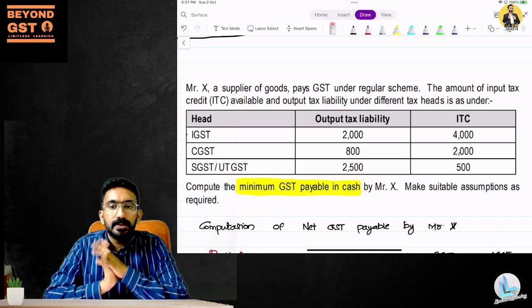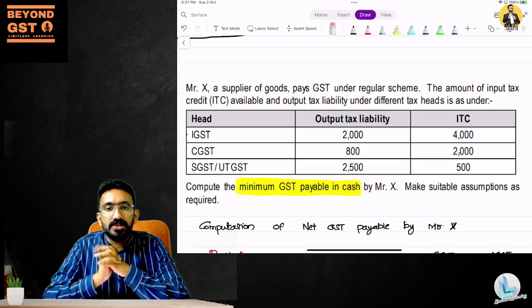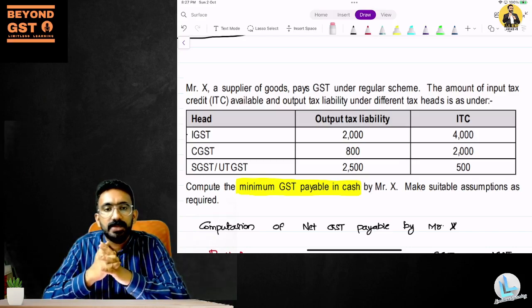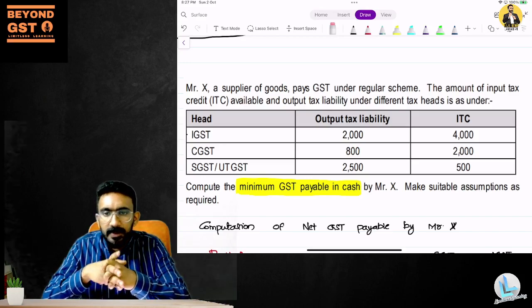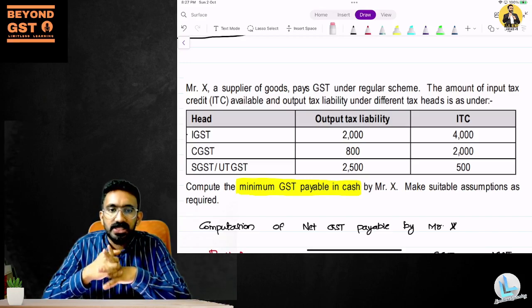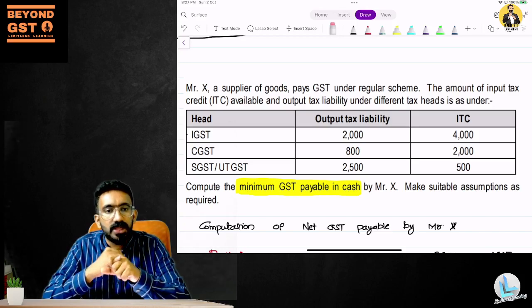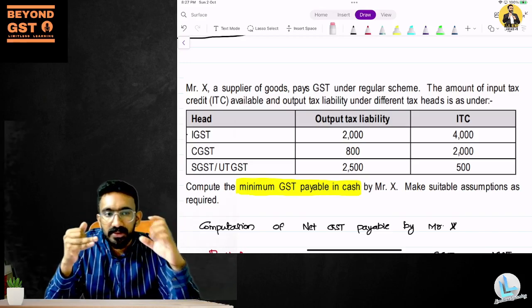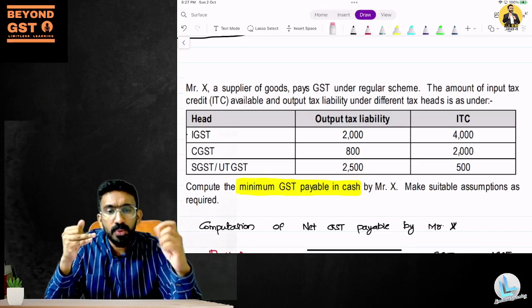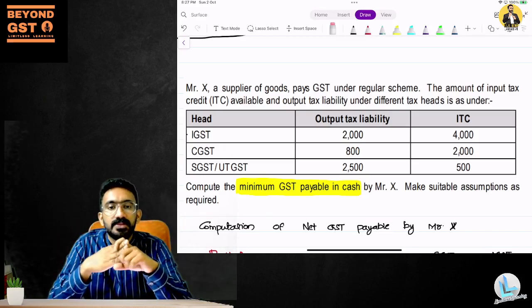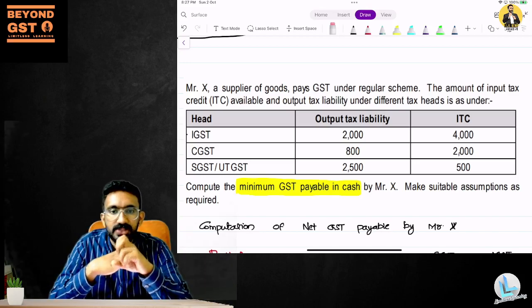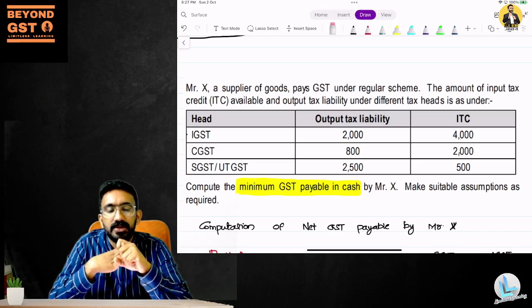Mr. X, supplier of goods, pays GST under regular scheme. The amount of input tax credit available and output tax liability under different tax heads is as under. IGST: liability is 2000, credit is 4000, so they have excess 2000 credit. You have to decide how you want to set off this. Then CGST: your liability is 800, credit is 2000. And SGST: your liability is 2500, your credit is only 500.